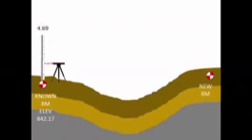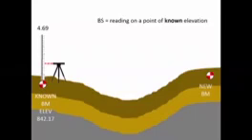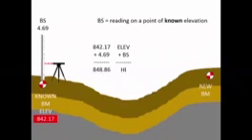Since this reading is taken on a point of known elevation, we call it a backsight, commonly abbreviated as BS. With this first backsight reading and the known elevation of the benchmark, in our case 842.17 feet, we can say the instrument line of height is 4.69 feet above the elevation of 842.17. Thus, the HI of the instrument, commonly abbreviated as HI, is 842.17 feet plus 4.69 feet, which equals 848.86 feet.